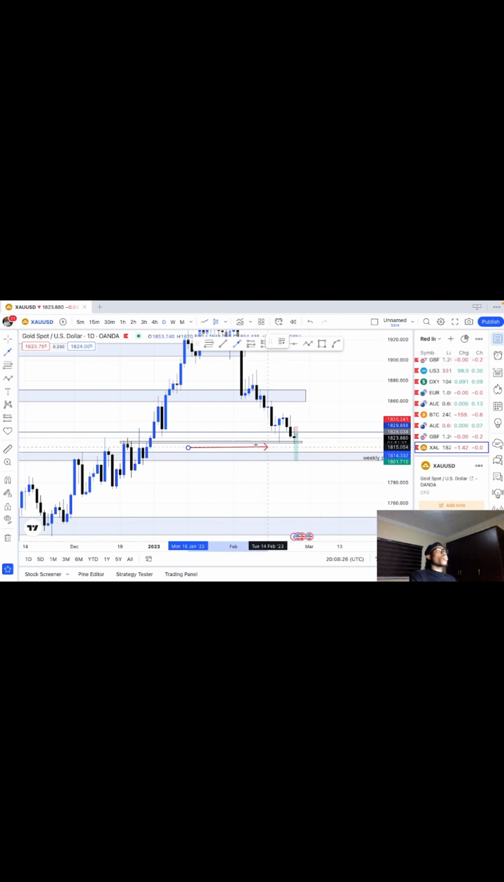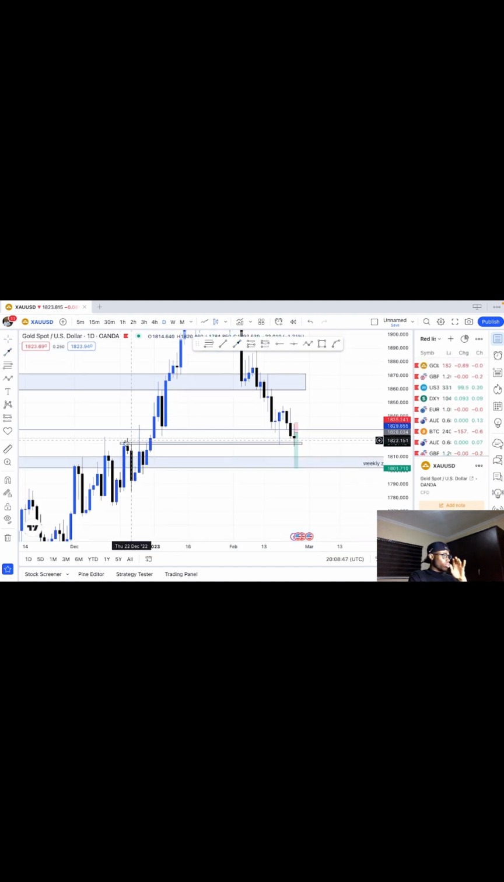Once gold can break this zone, just know gold is heading, we heard it here first, down to my weekly zone at 1.801. Gold is heading there if gold can break this zone. And you can see it has been weeks. It came here, didn't close here, went back up, came back again. It's not closing. It is rejecting this zone.